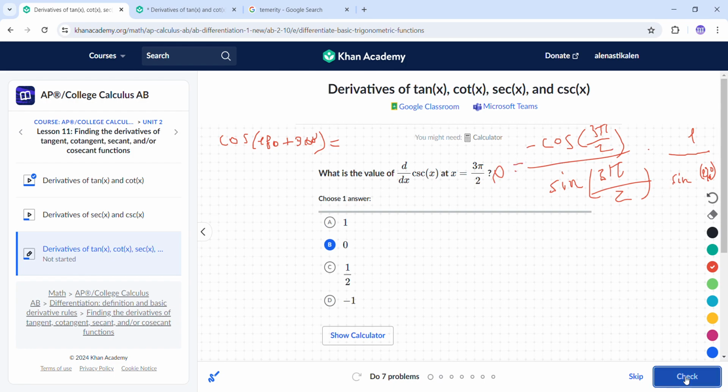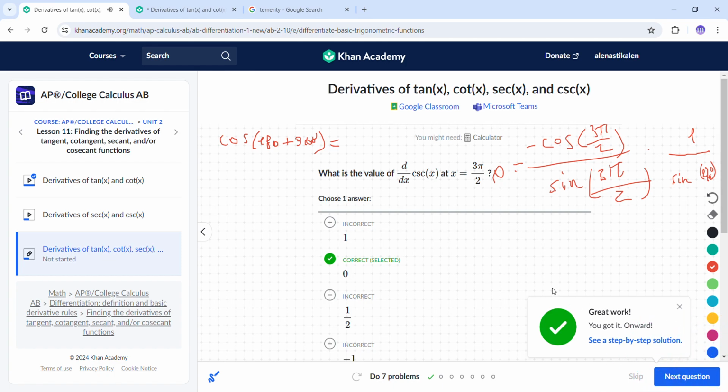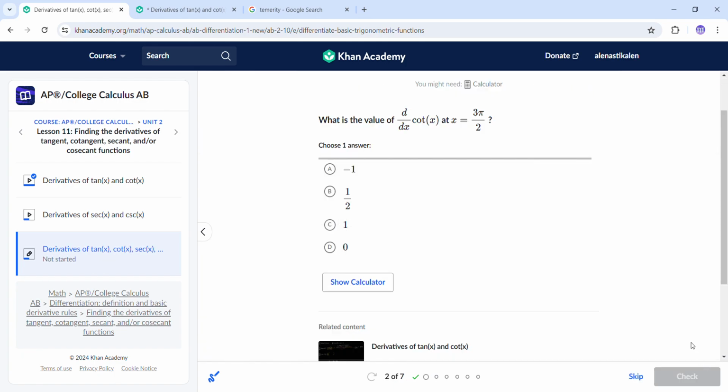Wait. No way, I actually chose 0. By misclicking, it actually turned out to be the right answer. What are the odds? Okay, let's keep going. We got 6 more problems to go over.